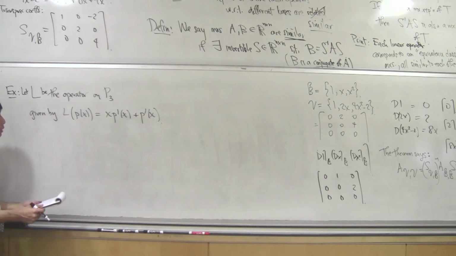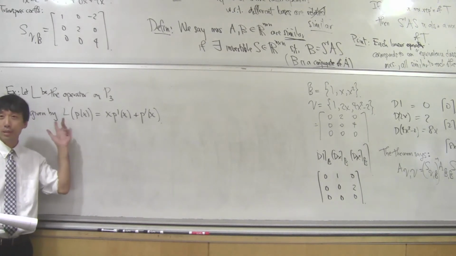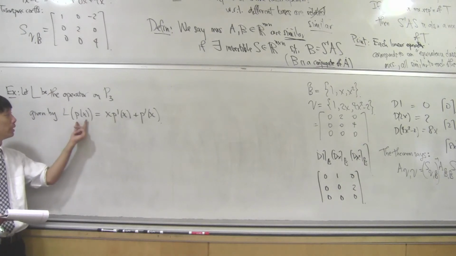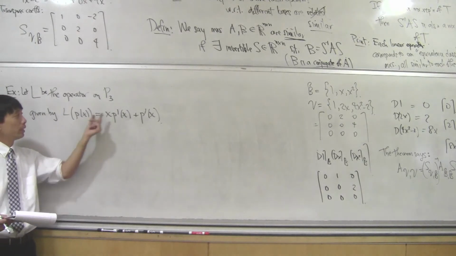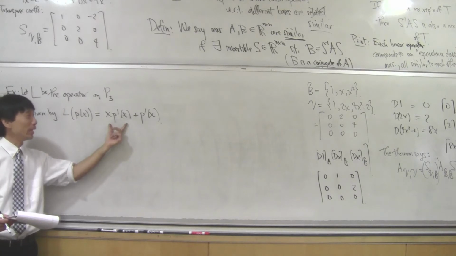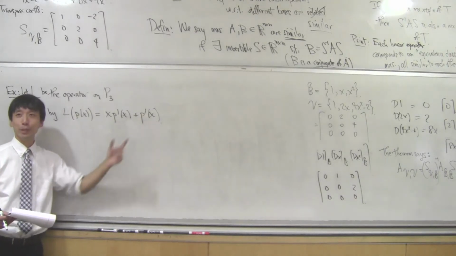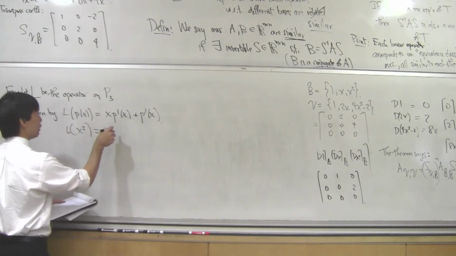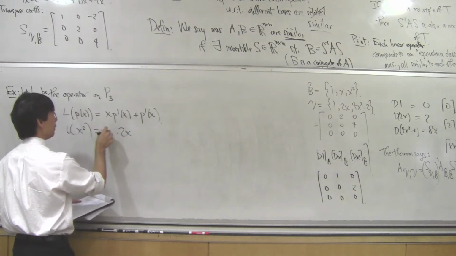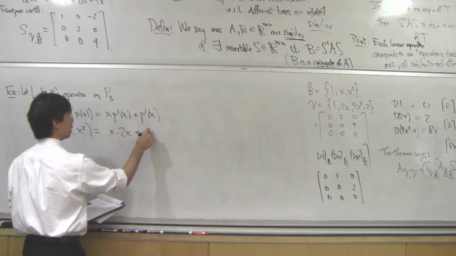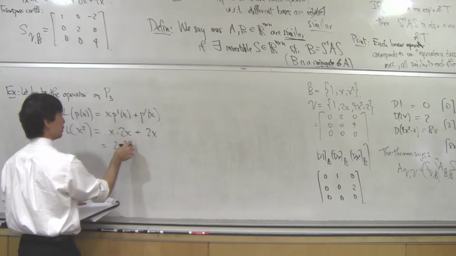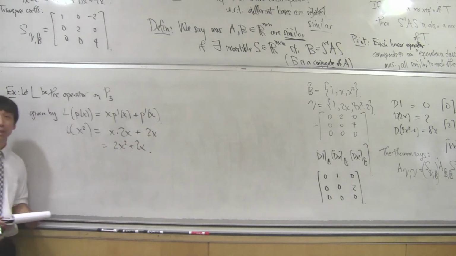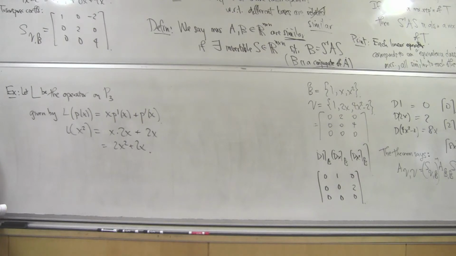Okay, so you've got this operator. What it does is it takes a polynomial, differentiates it, multiplies it by x, and adds on the derivative to it. So if we fed it something like x squared, you would say, okay, I'm going to take the derivative, multiply by x, and add on the derivative. So we get 2x squared plus 2x. That's what it would do.